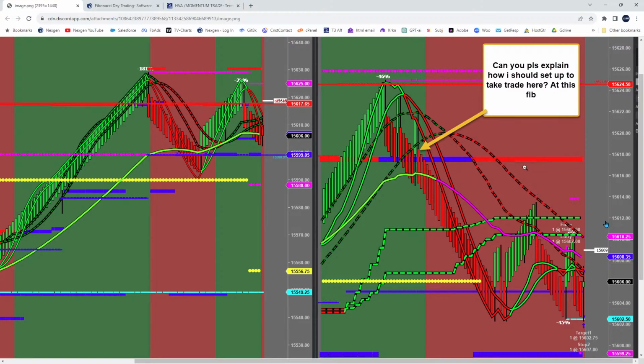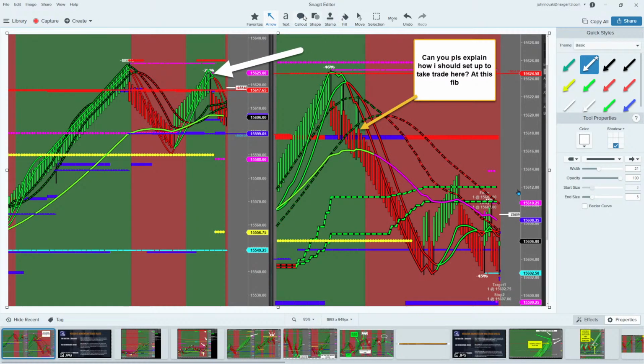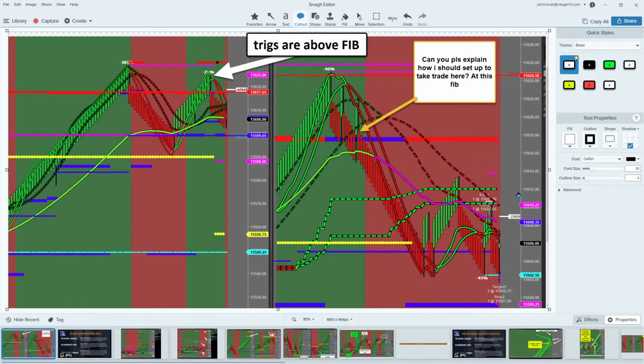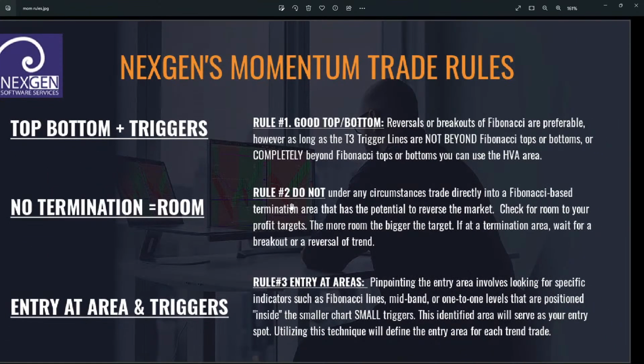I'm trying to find the price. Okay, so here, I'm going to do it this way. Would you agree with this? I don't think it's short. I don't think it follows the rules. Now, that's enough to stop it, but let's go a little further. Number two, do not, under any circumstances, trade directly into a Fibonacci area that has the potential to reverse the market. So if something's in your way, you can't do a momentum trade.